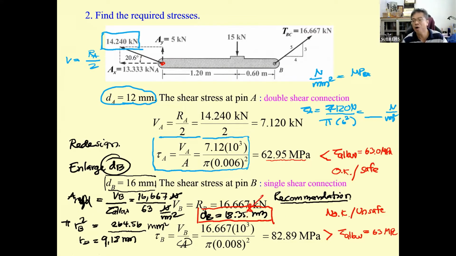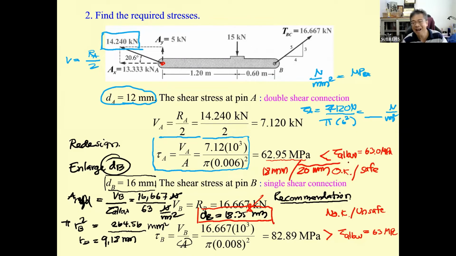The problem is when you go to the Home Pro, when you go to the construction store, they don't have 18.35 millimeter. You may go over there and they may have 18 millimeter or 20 millimeter. Which one are you going to use? Okay, somebody answer me. You're going to use the 20 millimeter. You select the larger one to make this connection safer.